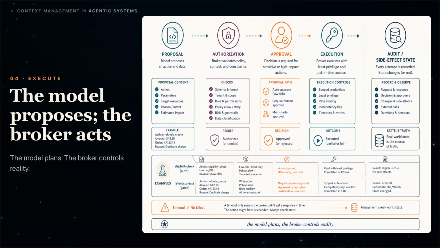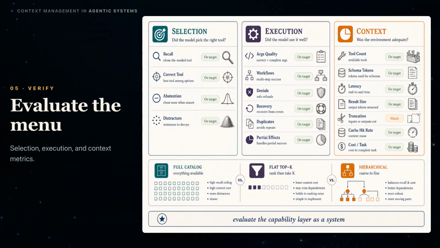In our example, checking eligibility can be automatic. Creating the refund remains unavailable until eligibility passes and the user confirms. The model plans. The broker controls reality. Evaluate the capability layer as a system, not only the model's final call.